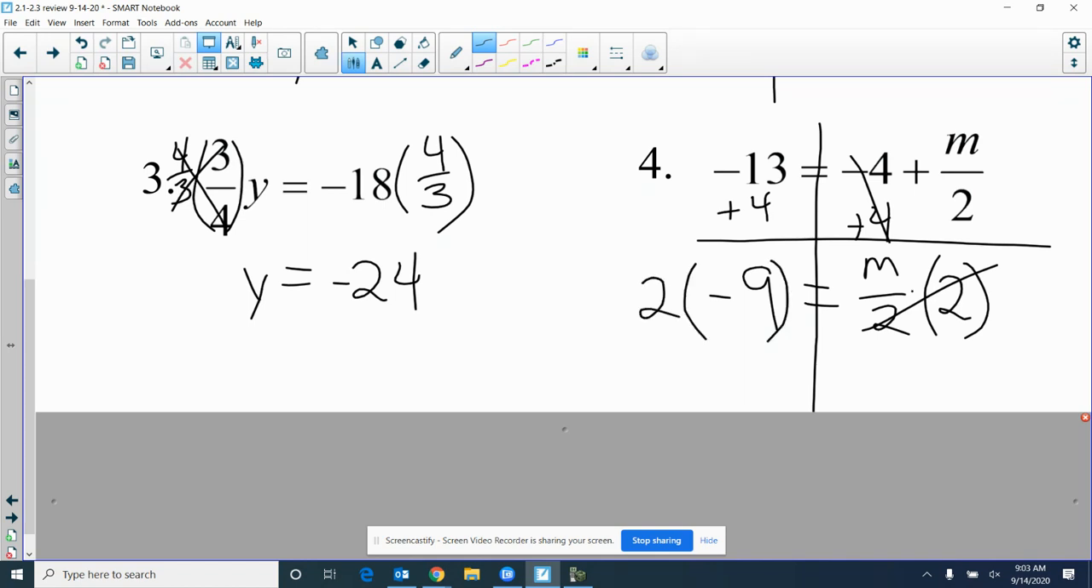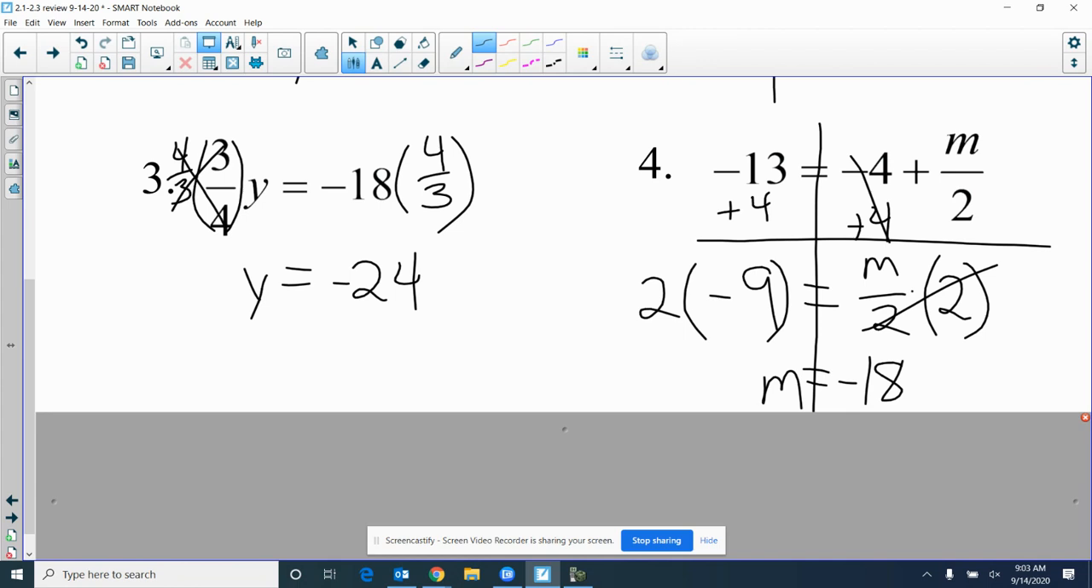Christian, what's 2 times negative 9? Negative 18. Good, so I'm going to flip this around and just say m equals negative 18. All right, and then, again, if I want to check this real fast, negative 18 divided by 2 is negative 9. Negative 4 plus negative 9 gives me negative 13.